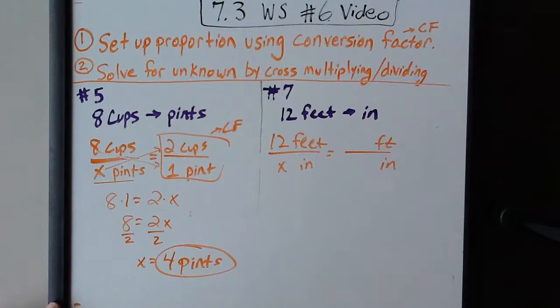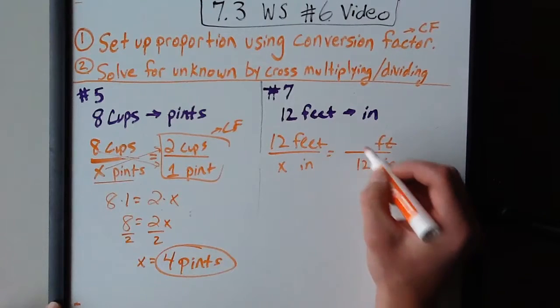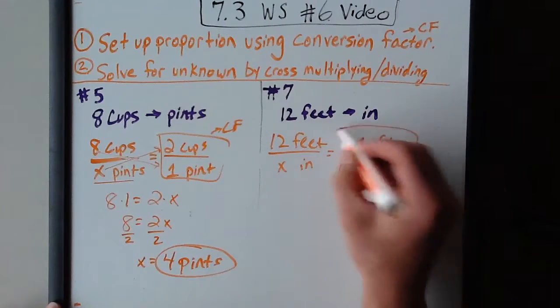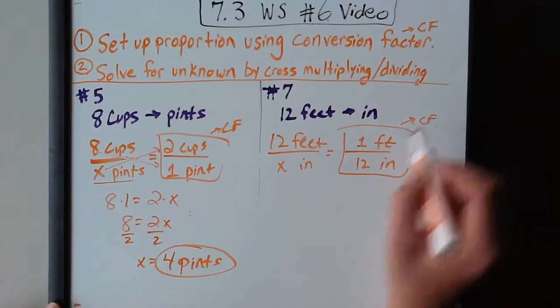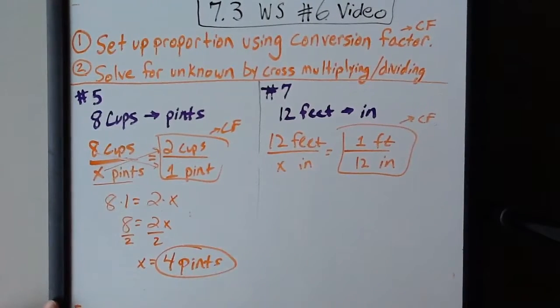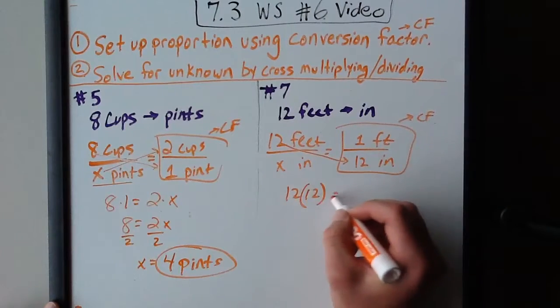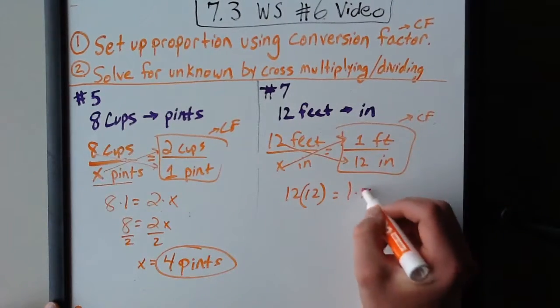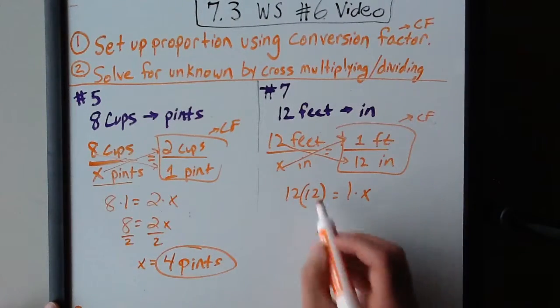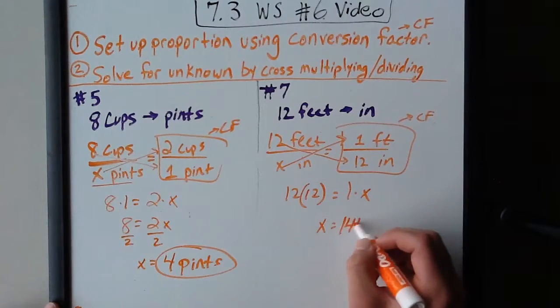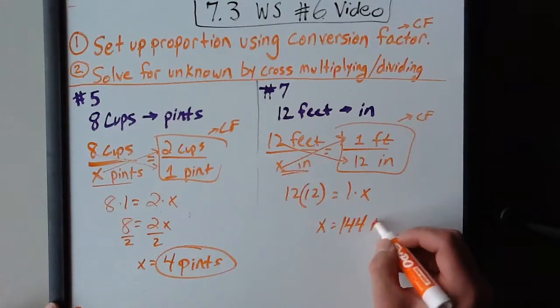how are feet and inches related? Well, there's 12 inches in 1 foot, so this is my conversion factor. I've set up my proportion. Now I can cross multiply and divide. I have 12 times 12 equal to 1 times x. So x is equal to 12 times 12, which is 144. And my unit is inches.